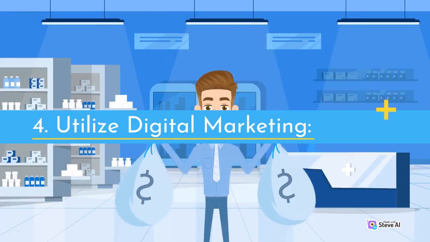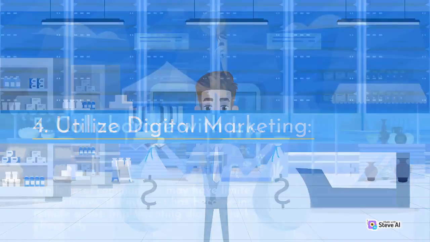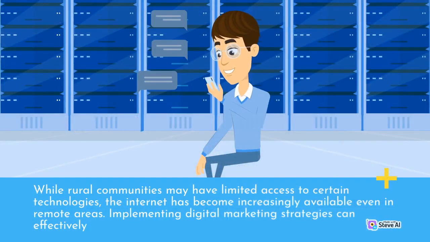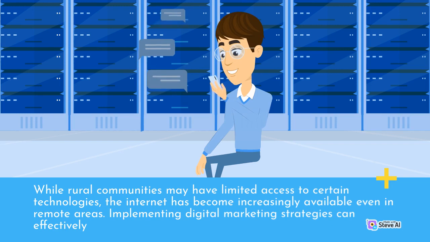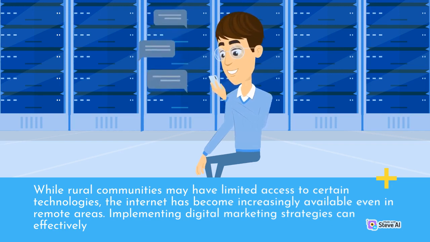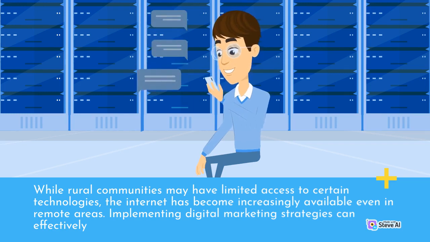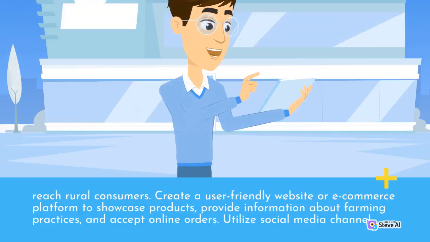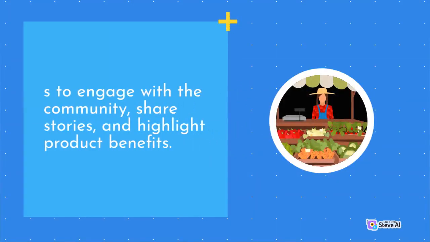4. Utilize digital marketing. While rural communities may have limited access to certain technologies, the internet has become increasingly available even in remote areas. Implementing digital marketing strategies can effectively reach rural consumers. Create a user-friendly website or e-commerce platform to showcase products, provide information about farming practices, and accept online orders. Utilize social media channels to engage with the community, share stories, and highlight product benefits.